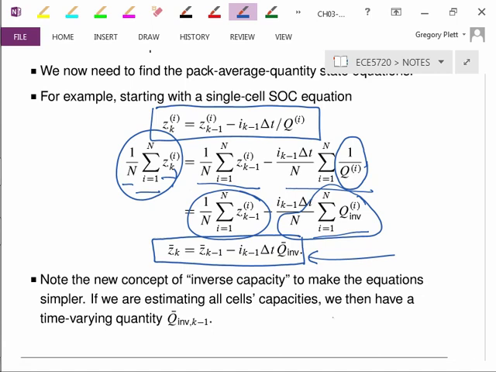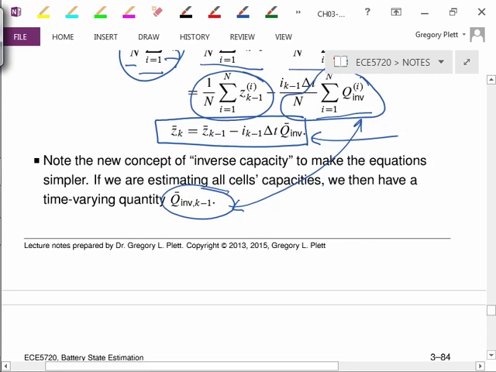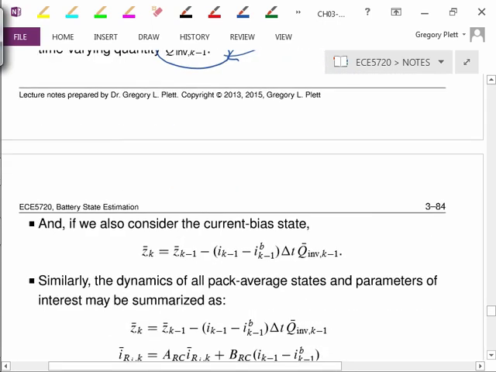If we're estimating all cells' capacities, then we would probably have this time varying quantity as I mentioned, so we would have a k minus 1 subscript on it just to say what time index we're talking about. None of this considered the current sensor bias. If we do consider the current sensor bias, the only thing it changes is right there. I would put in i_k minus the bias estimate.